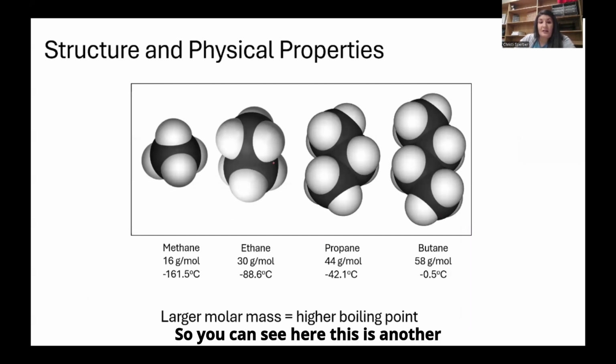You can see here, this is another picture. This is methane, ethane, propane, and butane. This has 1 carbon, 2 carbons, 3 carbons, and 4 carbons. The larger molar mass has the higher boiling point. As you increase the number of carbons, you're going to increase your number of hydrogens as well and the molecular mass, and you're going to increase your boiling point.